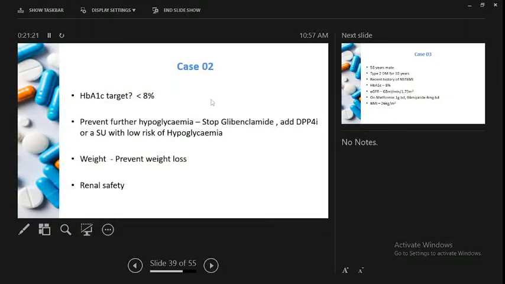So going back to our patient, we decided that the HbA1c target is less than 8% because he's an old person with hypoglycemic episodes. So we are happy with an HbA1c of less than 8%.